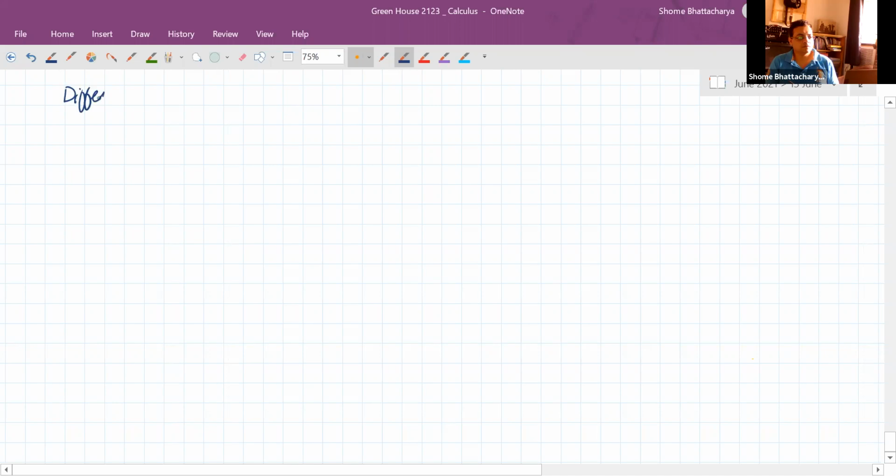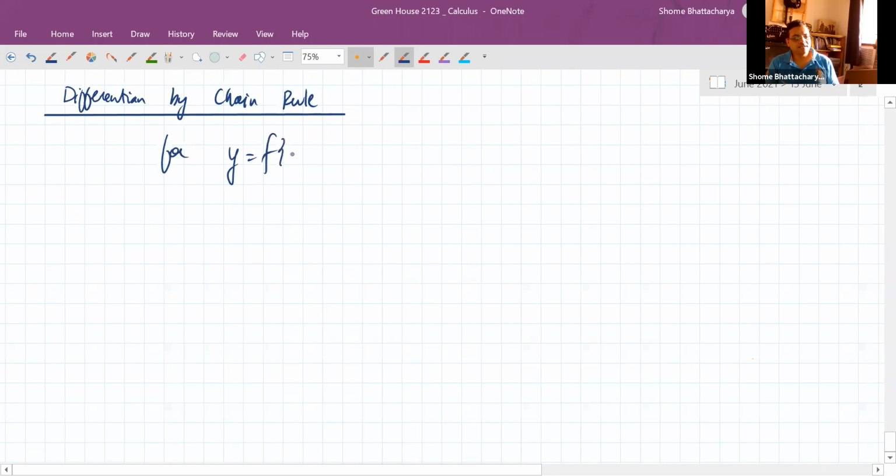So differentiation by chain rule. For a given composite function, to apply chain rule, we have to basically execute 3 steps. Step 1 is called a substitution step. In this step, what we do is we substitute z as some new variable, g of x, the inside function.